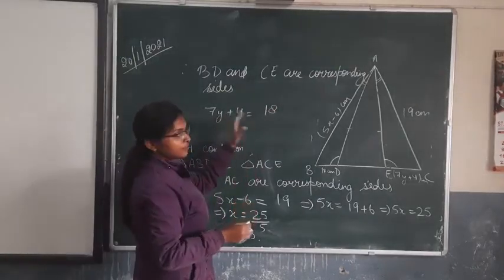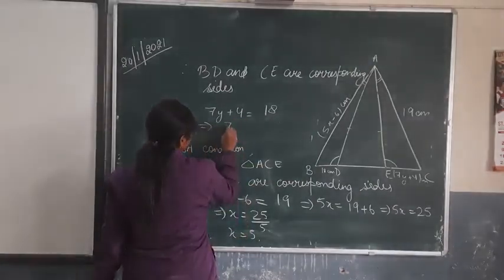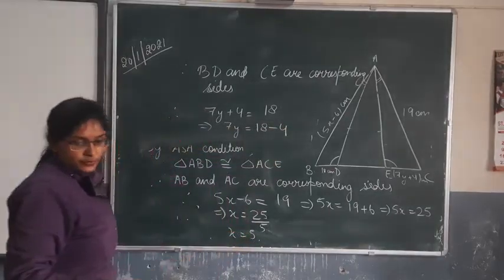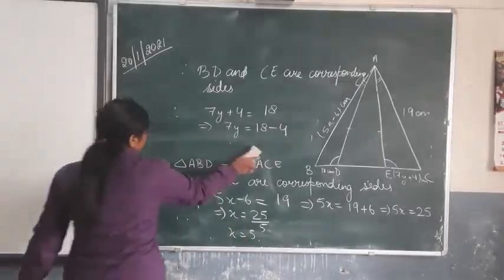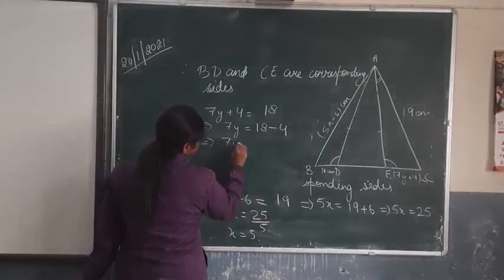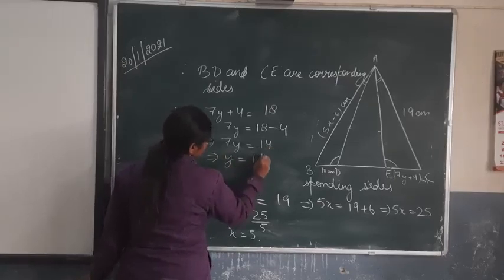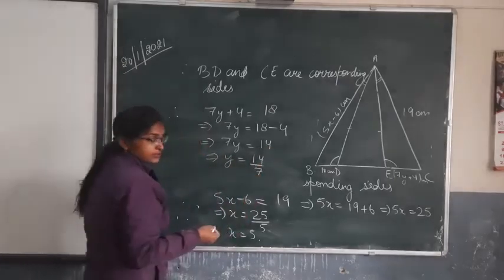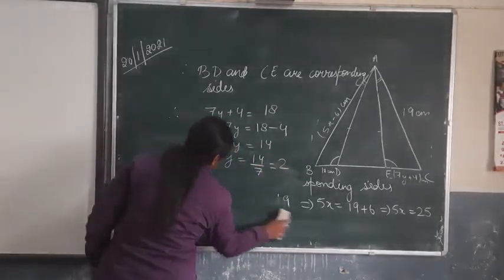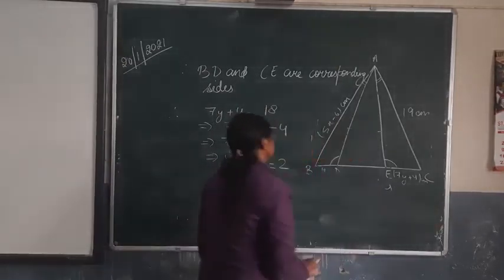Okay, this 4 will go to the right hand side. This is plus, when it will go to the right hand side, it will become minus. 7y is equal to 18 minus 4. 18 minus 4 is equal to 14. So this implies 7y is equal to 14 or y is equal to 14 upon 7. 14 upon 7 is equal to 2. So we got the value of y as 2 centimeter. Okay, x was 5 and y is 2.